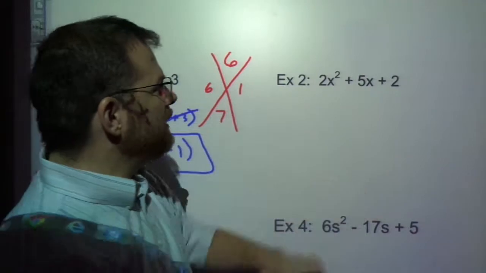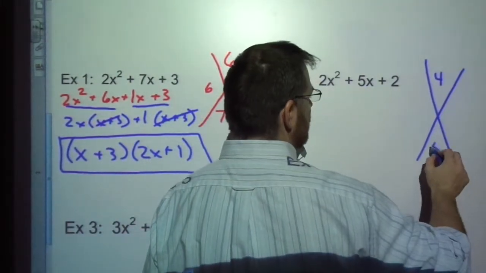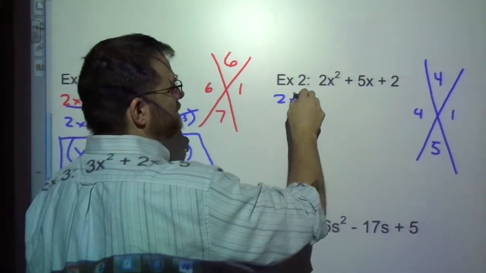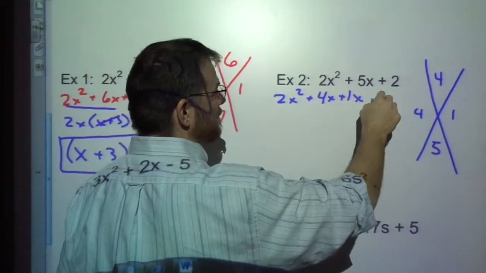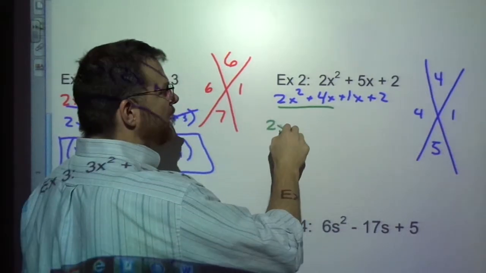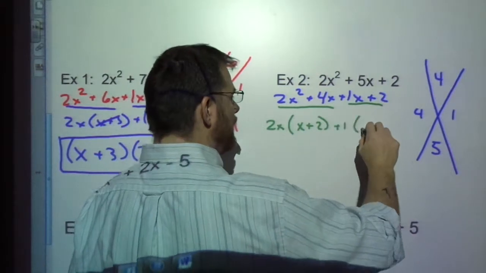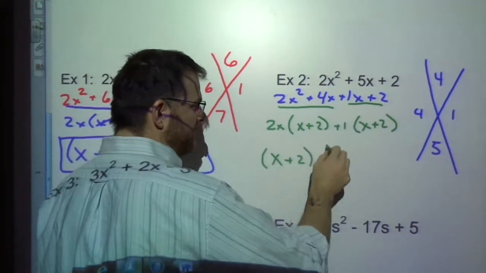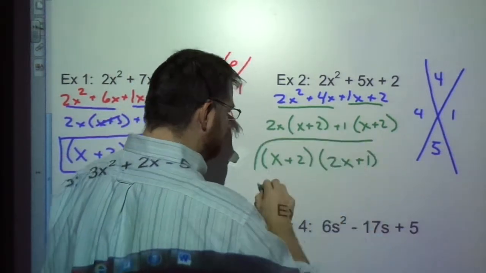All right, this one here, I'll take 2 times 2, which is 4, and adds up to be 5. So that's going to be 4 and 1. So I replace the middle term. Instead of 5x, I'm going to rewrite it as 4x plus 1x plus 2. Factor by grouping, 2x. That leaves me x plus 2. Nothing here, so we'll write 1 with x plus 2. So I have an x plus 2 in common with a leftover 2x plus 1.